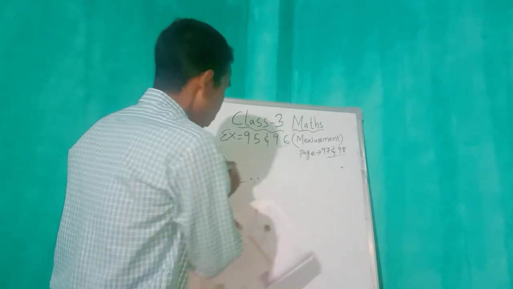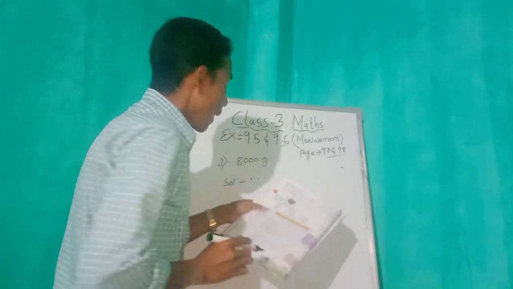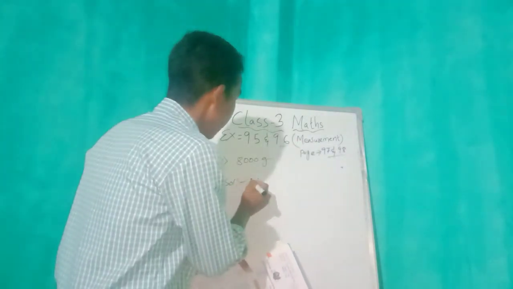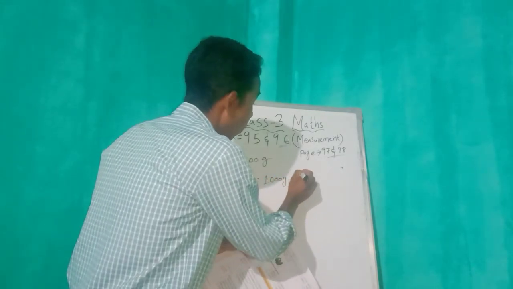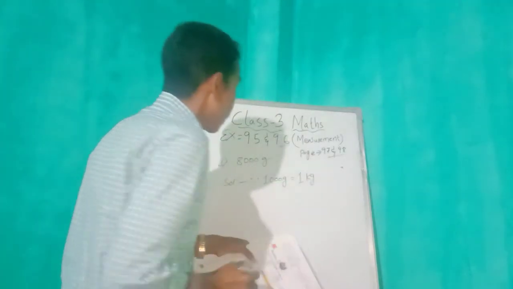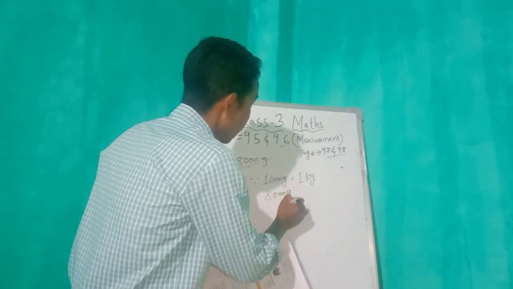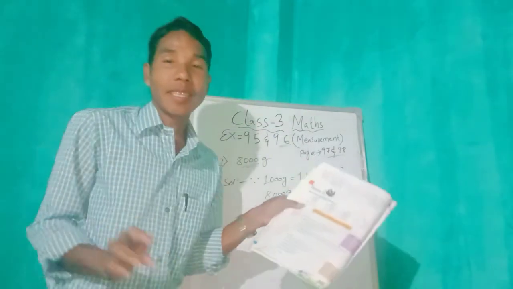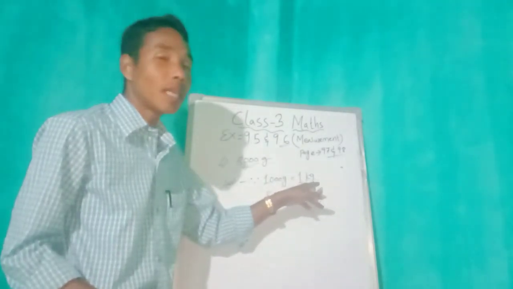Number 2, we have how much? 8000 gram. So solution, okay, as we know, 1000 gram equal 1 kg. So we have here how much? See this one, 8000 gram equal how much? 8 kg. It's very easy, no? Just look here, 1000 gram equal 1 kg.